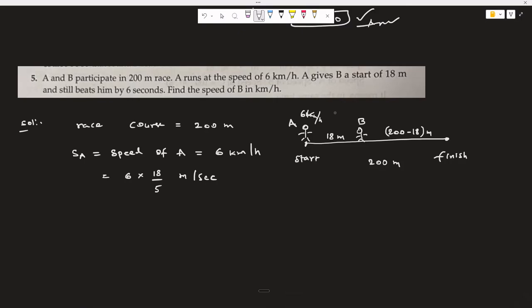Okay, here I am drawing the diagram. A is already at the finishing point, and Mr. B still lost the game by 6 seconds. Remember, their individual capacities are not mentioned here. I'm describing the starting point scenario and the ending point scenario.